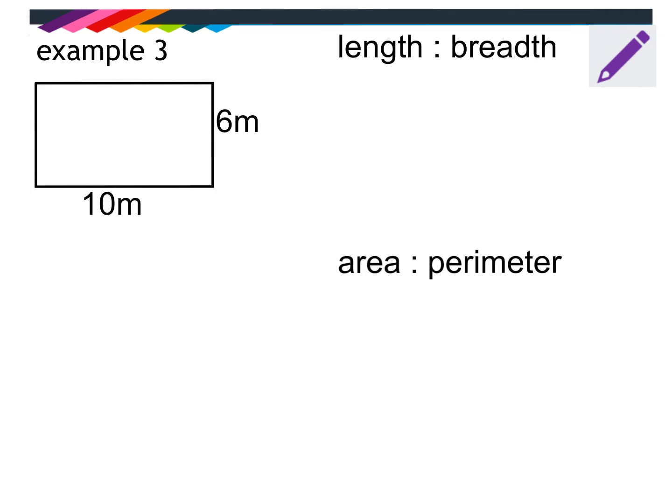Here's another one from a picture. So we're going to talk about length to breadth in this one. So the length of this rectangle is the longer one. Think about the swimming pool. The length is the long side and the breadth is 6. So if I was wanting length to breadth, I'd write 10 to 6.